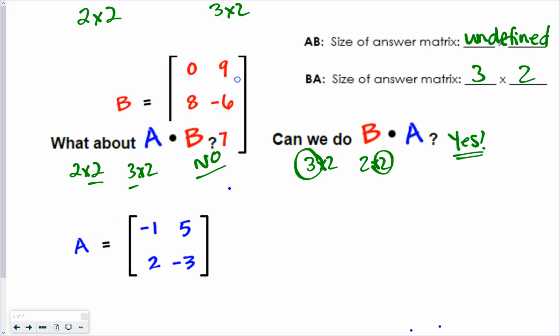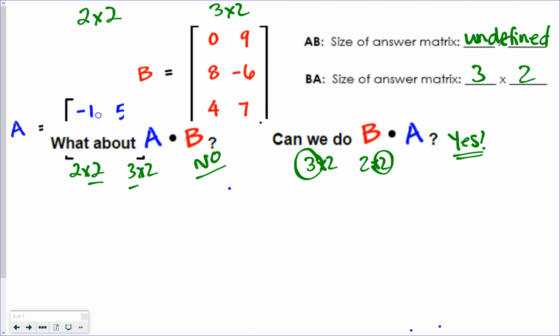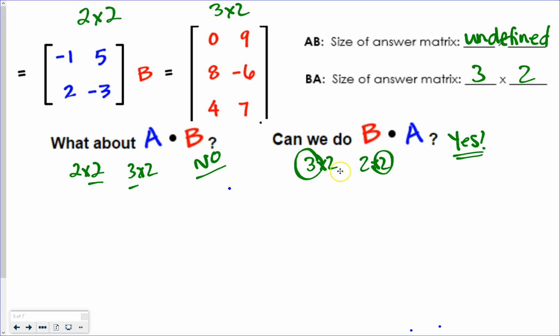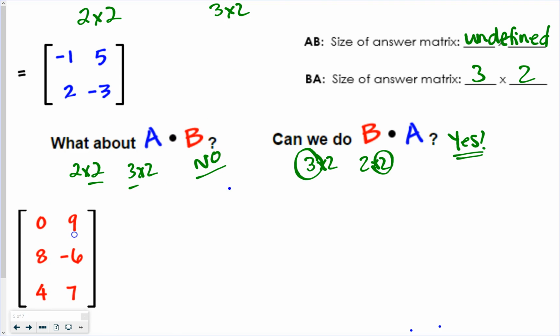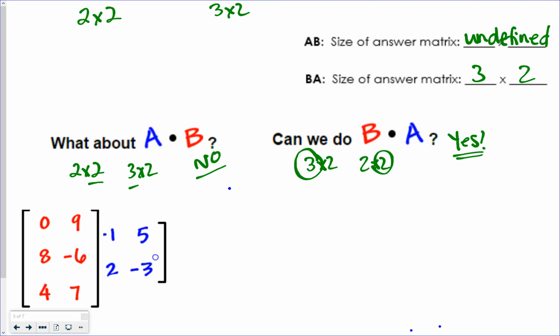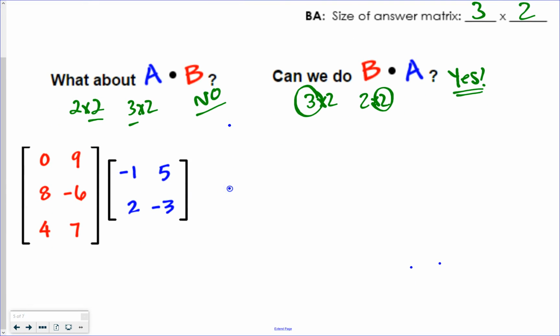Okay? It's the outside numbers. So because the middle two matched, the outsides are going to work. The outsides become your answer. So my answer becomes the 3 by 2. Okay? So we're going to take B. I'll move B back here. We're going to do a B and multiply it by A. Okay? So make sure you write your matrix in the right order.